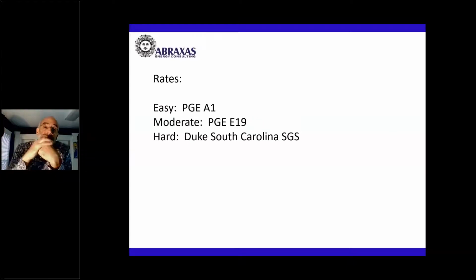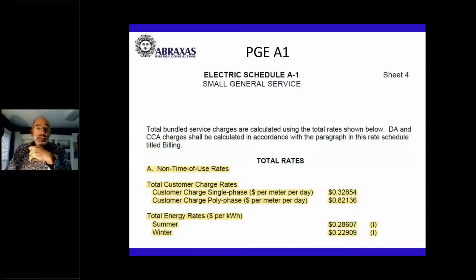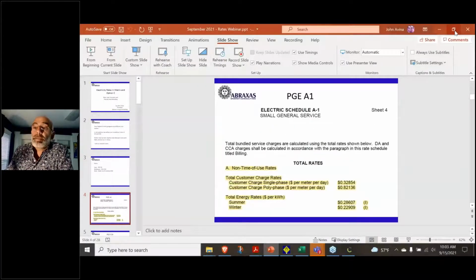These are the 3 rates: PG&E A1, E19, and Duke South Carolina SGS. So easy, moderate, and hard. And let's get right at it. So this is the PG&E one. It's really easy. Look, I just got a customer charge. So I'm just going to take the first one there. And then 2 energy charges. I don't even have a demand charge. So I'm going to get right to it.